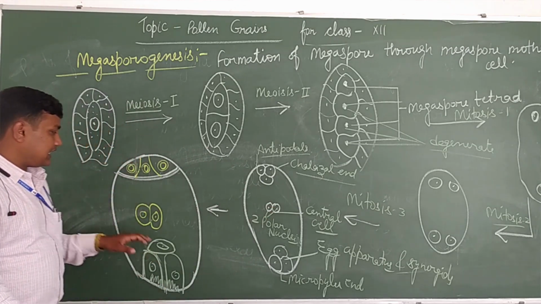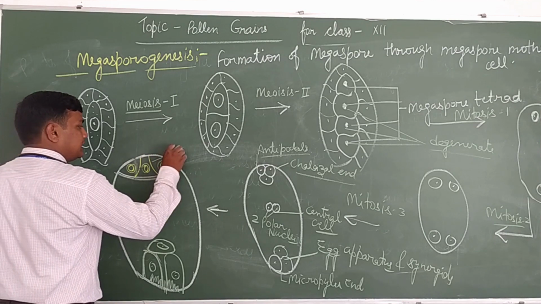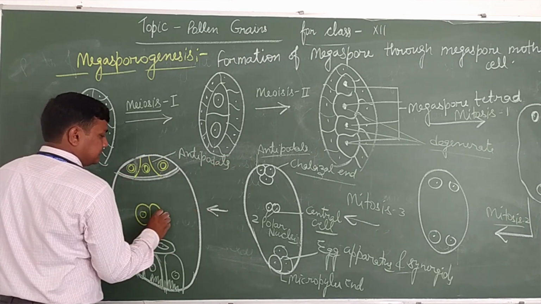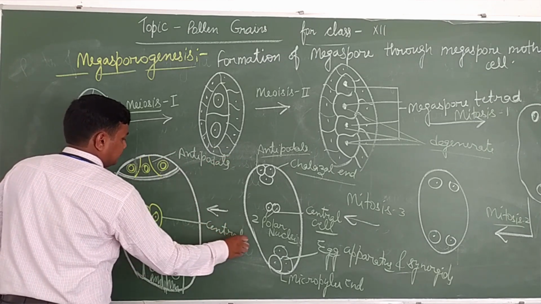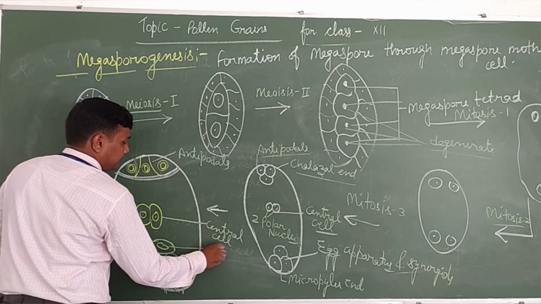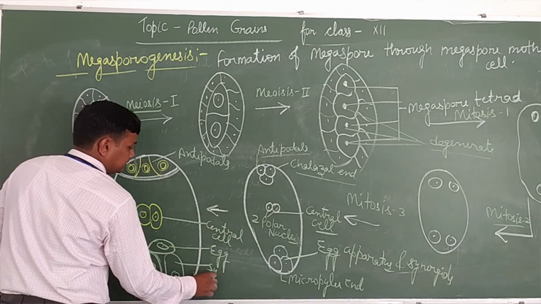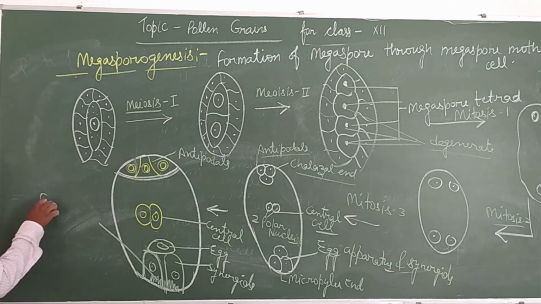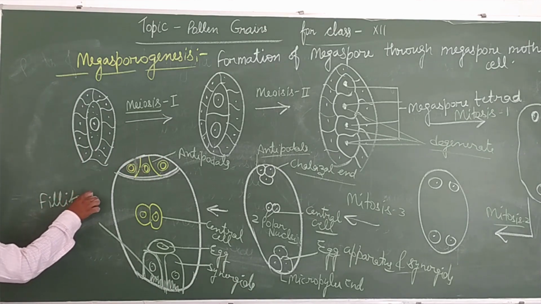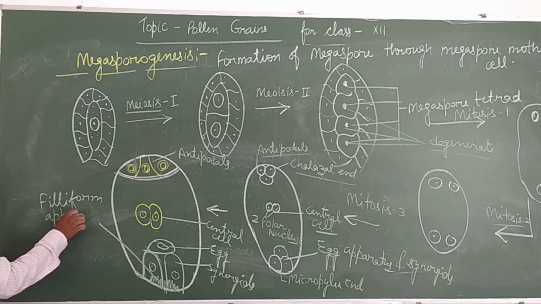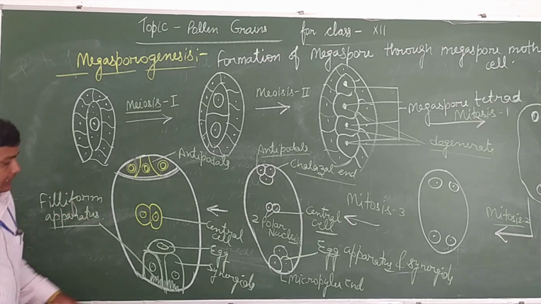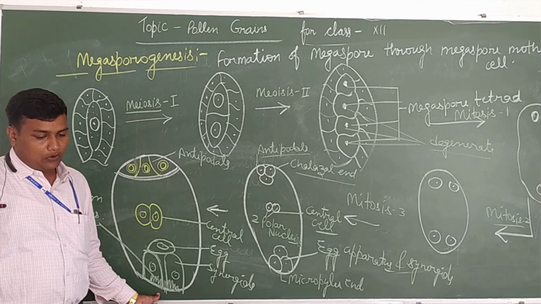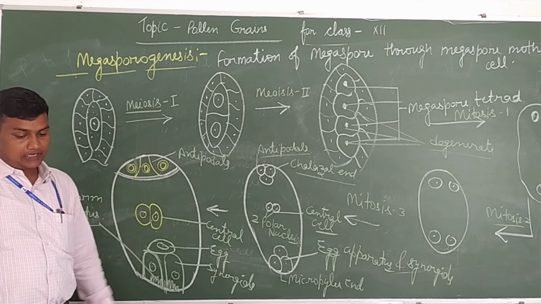Okay, so now see the complete structure. It is the structure of antipodals, and the central cell, the egg, synergids, and the filiform apparatus. The filiform apparatus guides and gives a path for the entry of the pollen tube inside the embryo sac.